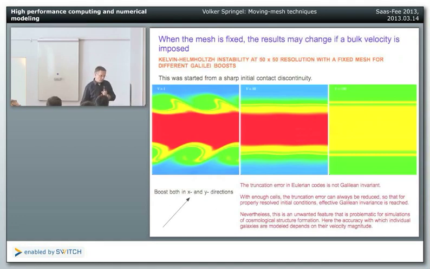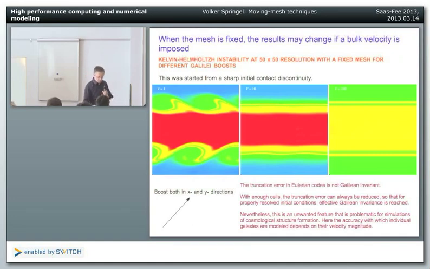But we have seen also in our advection problem that if you advect faster, the numerical diffusion error will increase. And that's basically true for all the Eulerian codes because they prefer a fixed reference frame. And if your gas decides to move with a high velocity relative to it, then the accuracy with which this flow is followed is reduced.